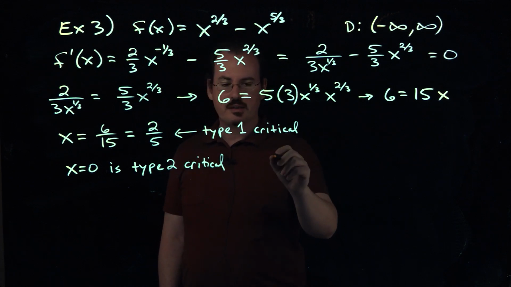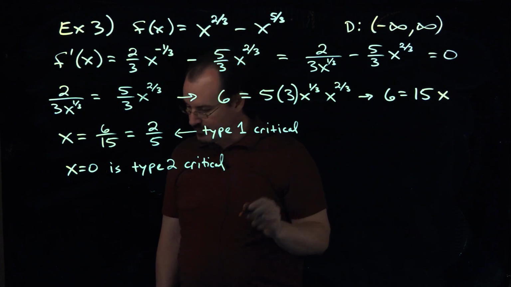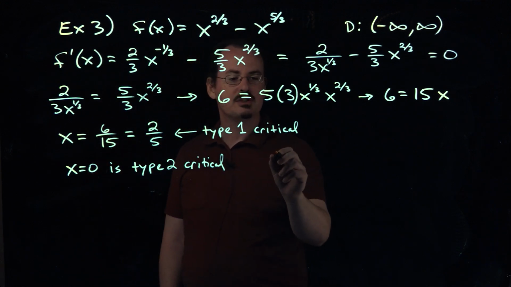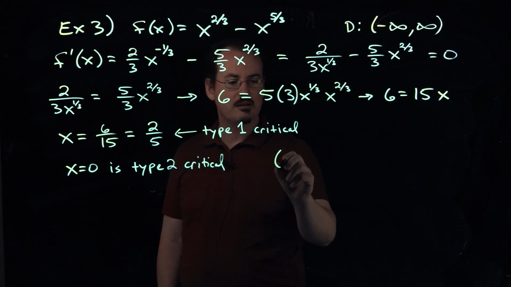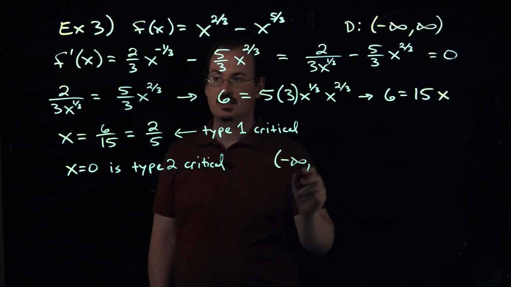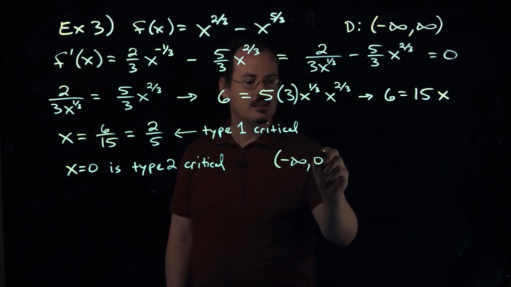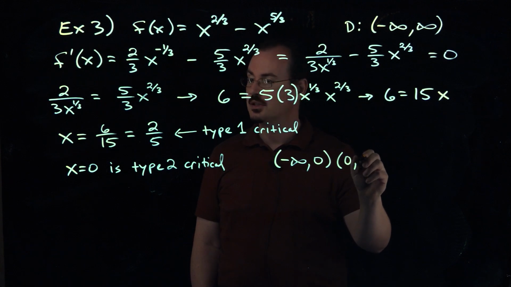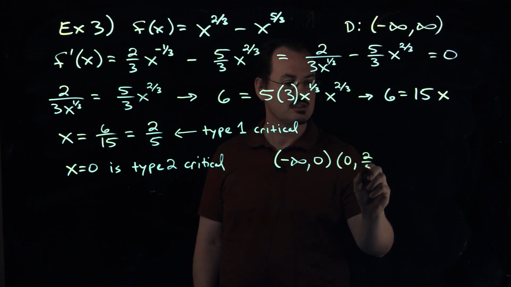Now we'll do what we did in the last problem. That is, we're trying to find the minimum and maximum values here, all the relative extrema. So we set up our table. We say minus infinity up to the smaller of the two critical numbers. In this case, that's 0. And then we go from 0 up to the next critical number, which was 2/5.